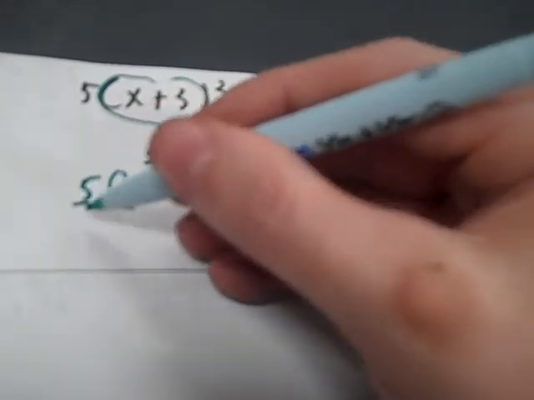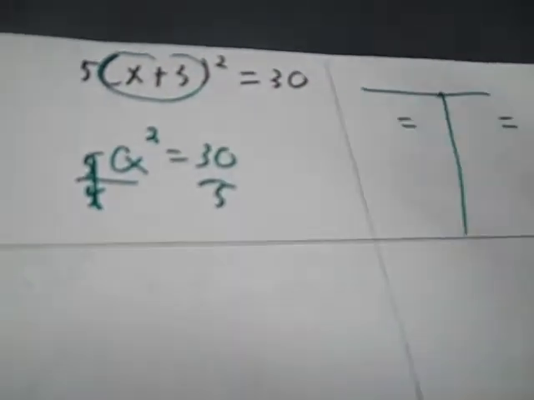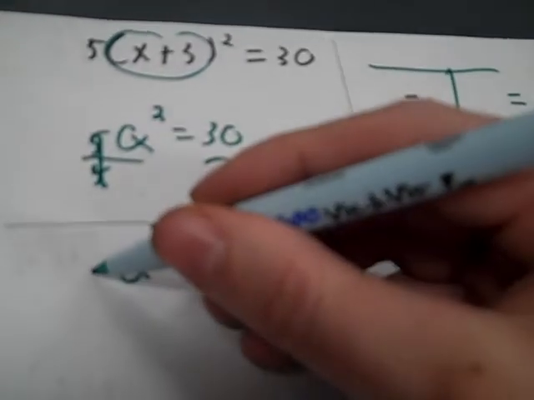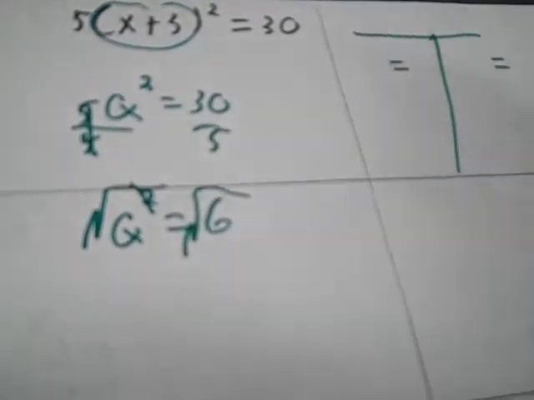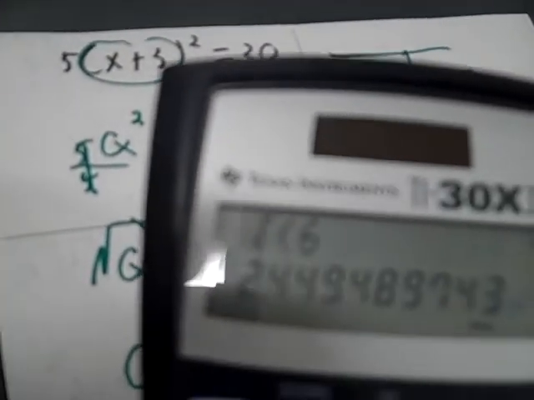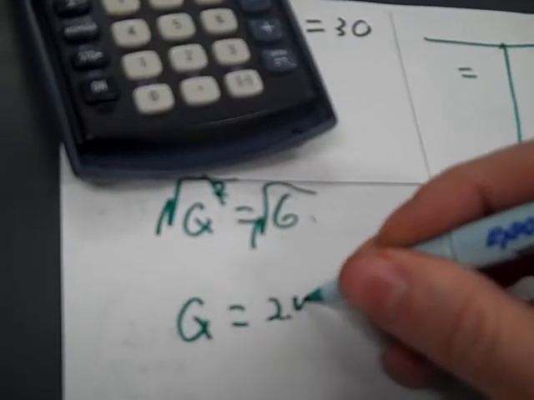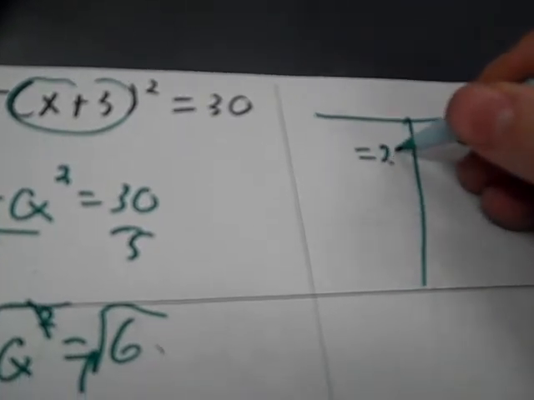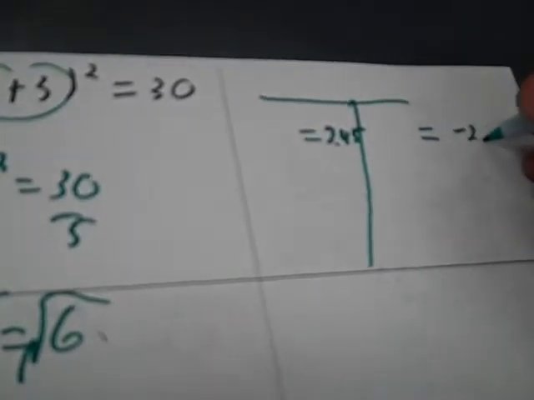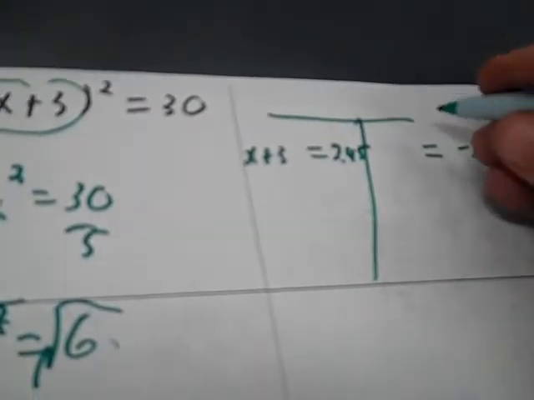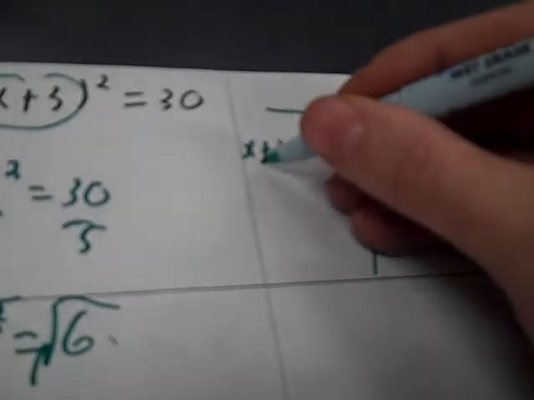Okay, so then I need to divide out the 5. Okay, so 30 divided by 5 is 6. Now, if it's q to the second, to find the actual q, you got to square root both sides. Okay, find the square root of 6. Okay, so I find the square root of 6, and that's going to be 2.45. But you got to remember, when you square root it, it could be positive or negative. So I put 2.45 and -2.45. And then I bring in the x plus 3 that was there.